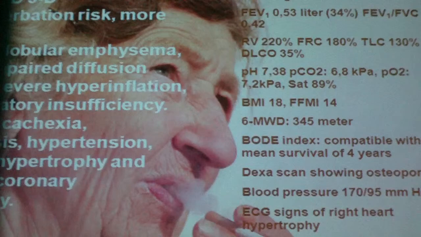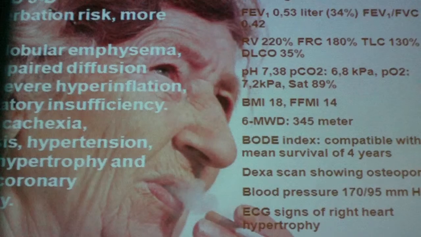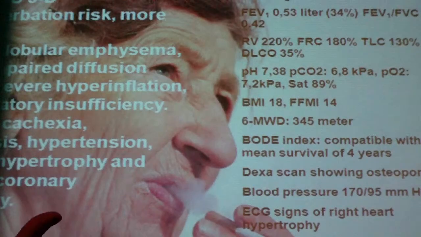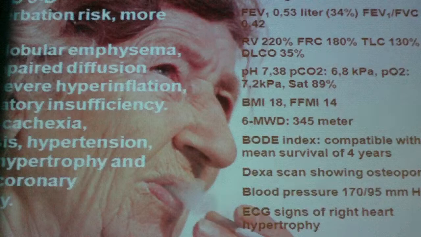So, in conclusion, instead of saying that a patient has COPD, we can say she has a COPD with severe airflow limitation, with a high risk of exacerbations, central globular emphysema, severely impaired diffusion capacity, hyperinflation, respiratory insufficiency, pulmonary cachexia, osteoporosis, hypertension, right heart hypertrophy, and suspected coronary insufficiency. That's what we call diagnosis.